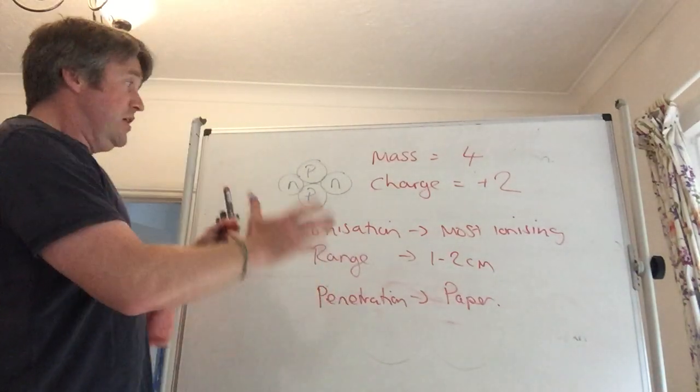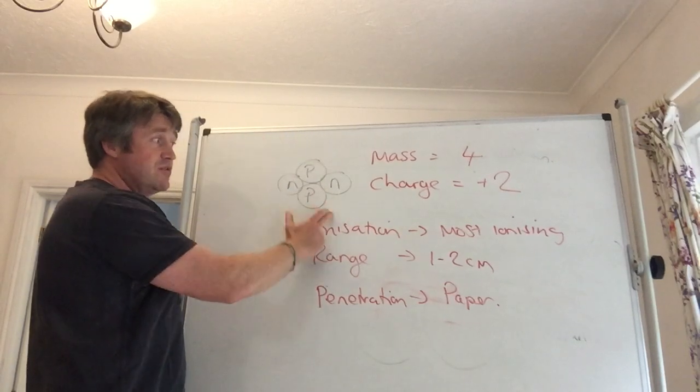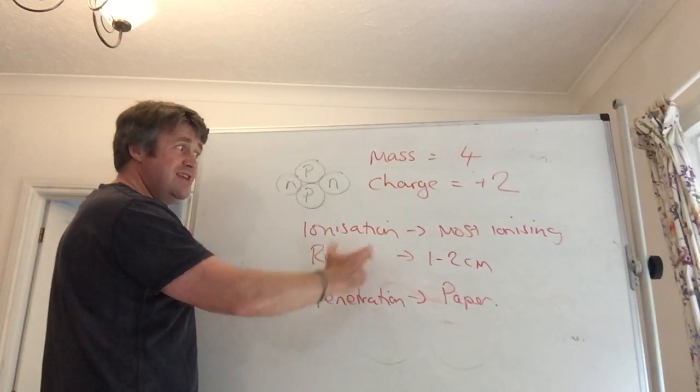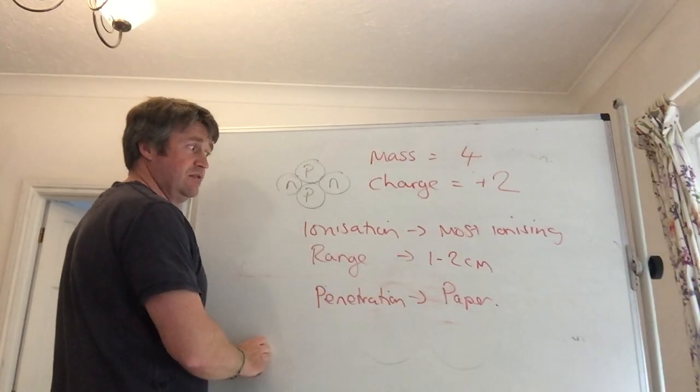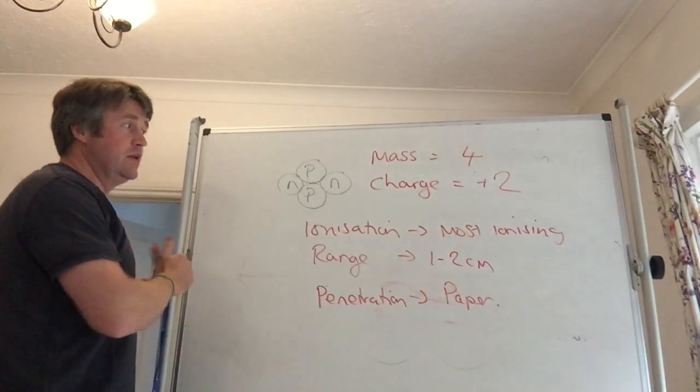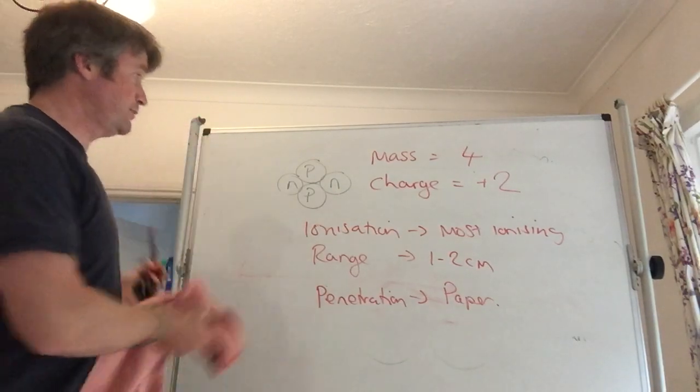So, key things. Alpha is the most ionising. Its range is 1 to 2 centimetres in air. Its penetration is stopped by paper. So, key ideas about that.